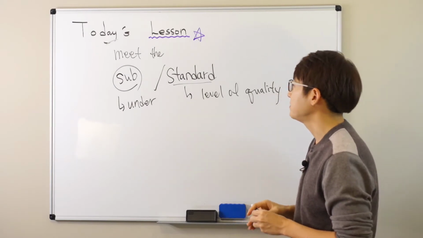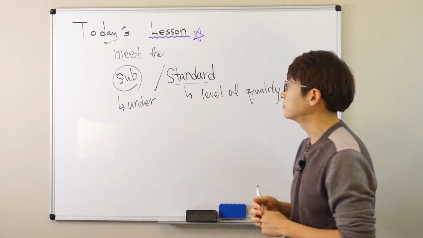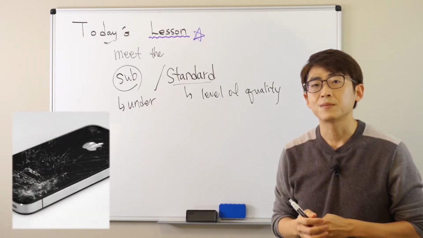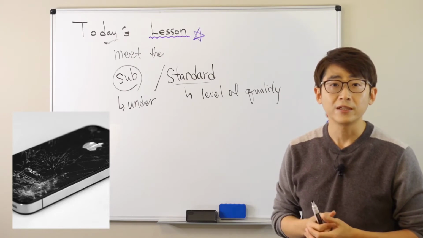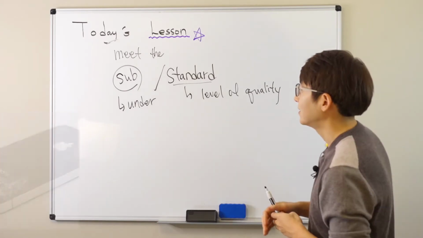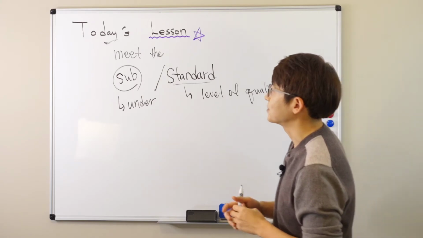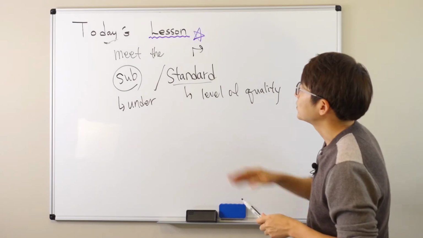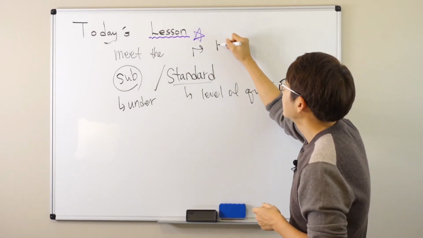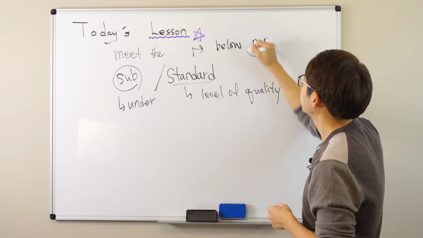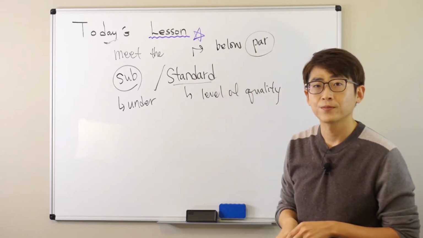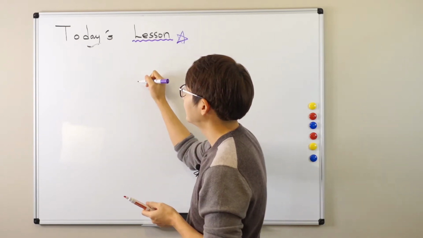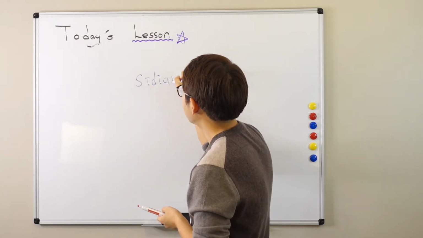So substandard basically means it does not meet the level of quality. So this iPhone or this smartphone is substandard. Then what do you have to do? You return it, right? You ask for a refund because obviously the machine was not made properly. Okay. Another synonym that we use instead of substandard is below par. Par is average or below average.